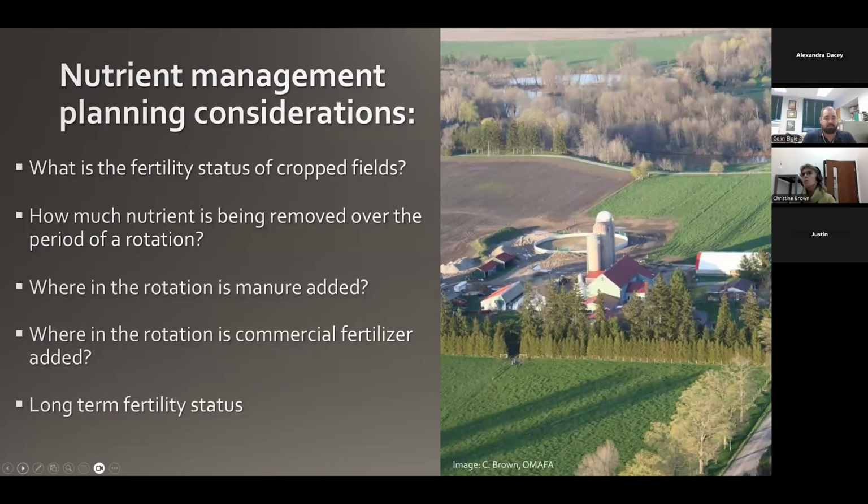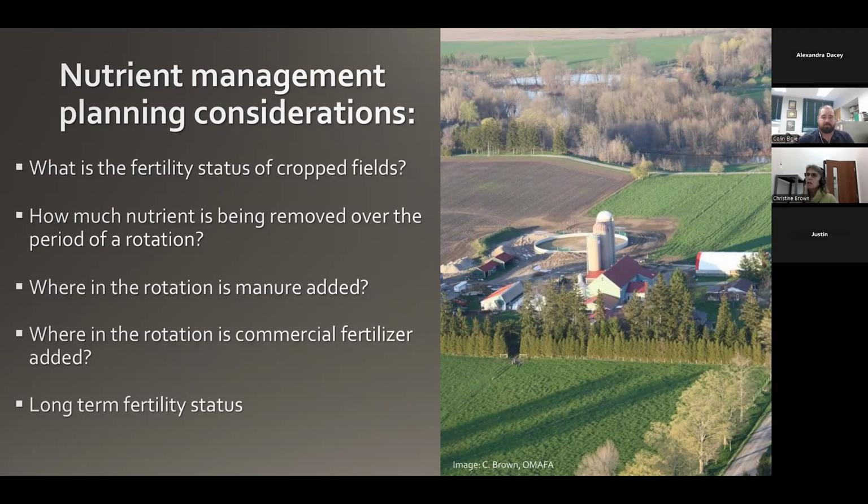So, nutrient management planning considerations when it comes to manure in that nutrient inventory. First is, what is the fertility status of the cropped fields? In Farmer Joe's case, we've got low fertility levels, but the overall status is important. And then, how much nutrient is being removed over the whole period of the rotation.